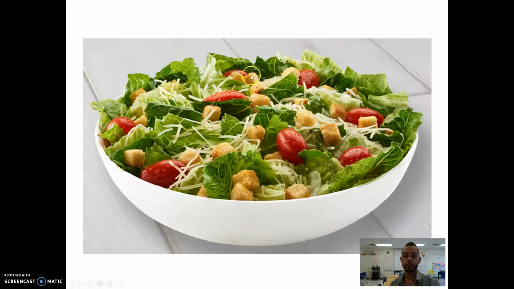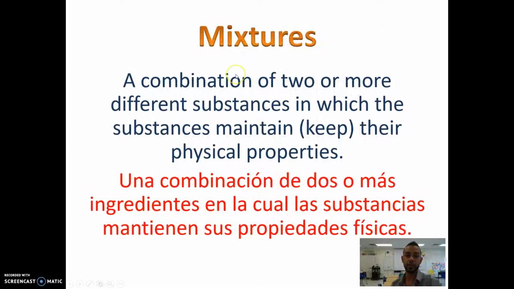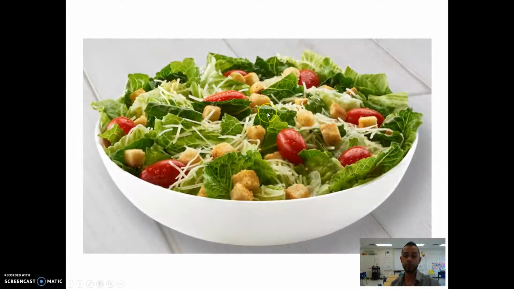So even when they are mixed together, you can see the physical properties. You can identify the different ingredients, right? So that's why a salad could be considered a mixture. Why? Because a mixture is a combination of two or more different substances or ingredients in which the substances maintain or keep their physical properties. So in this picture, even when all the different ingredients are mixed together, they are maintaining or keeping their physical properties. You can still see the tomatoes, the lettuce, the cheese, the croutons. They haven't changed. They still have their physical properties.